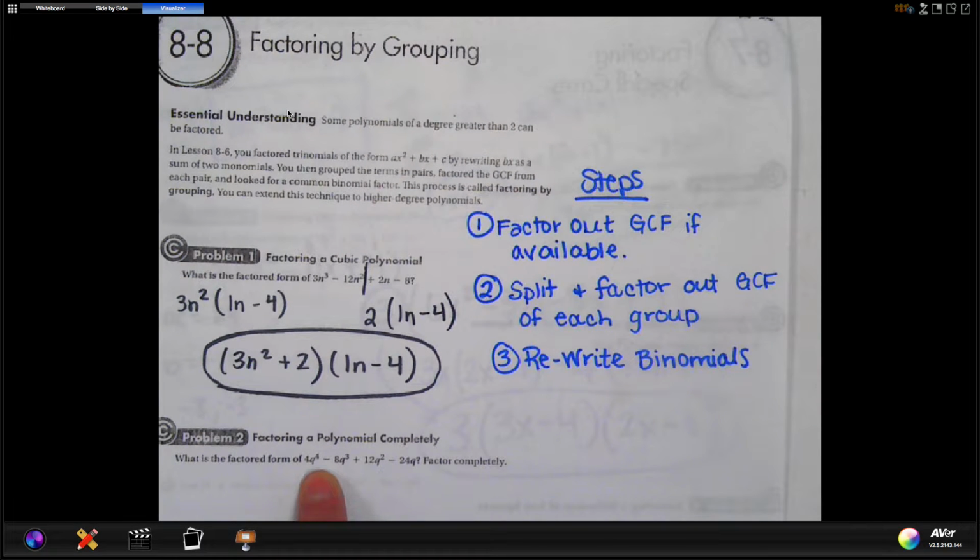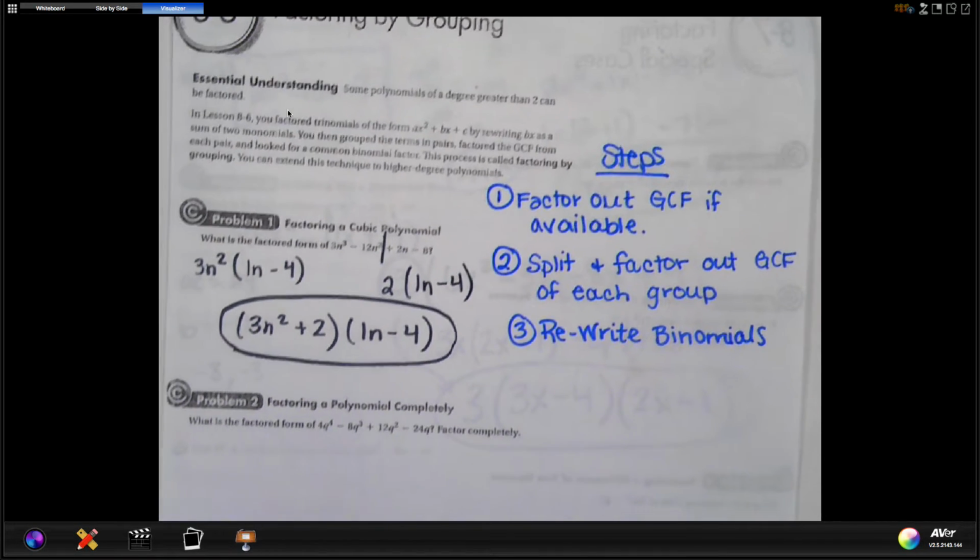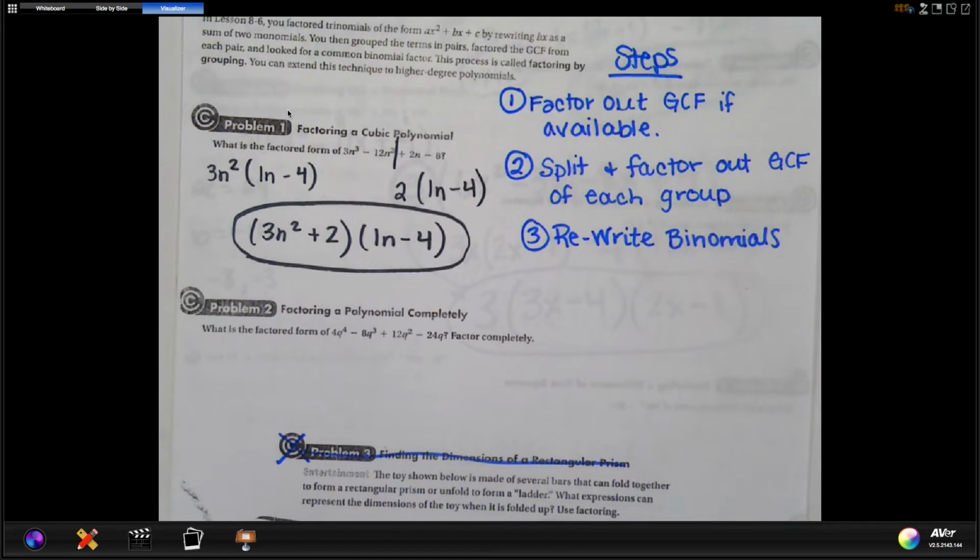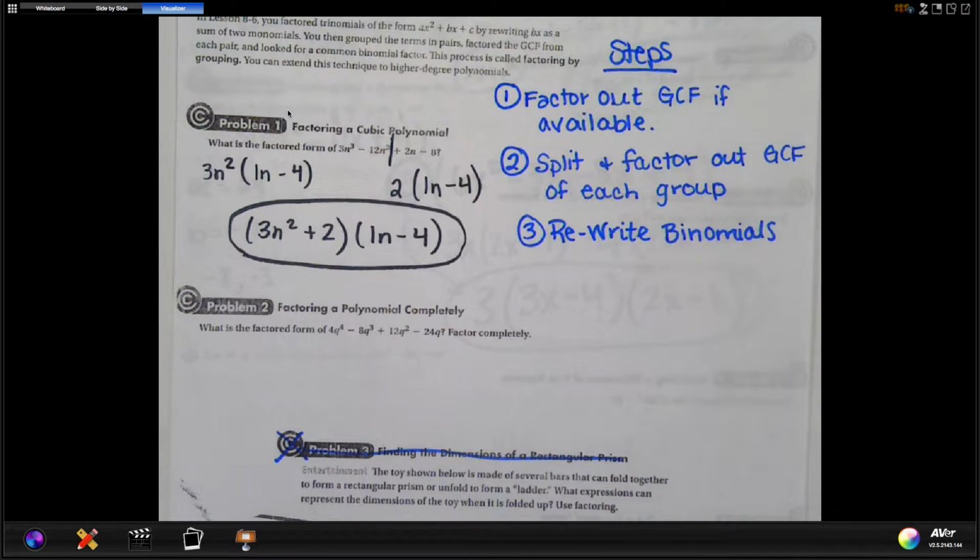It is similar in problem 2, only it gets a little more crazy because, again, in problem 2, our highest degree here is 4, all right? So I'll show you what we're going to do here again. So a lot of factoring out GCFs, but if you take a look at this next one, right? 4q to the 4th power minus 8q to the 3rd power plus 12q squared minus 24q. Is there a greatest common factor right away that can come out of all 4 of the terms? There is.